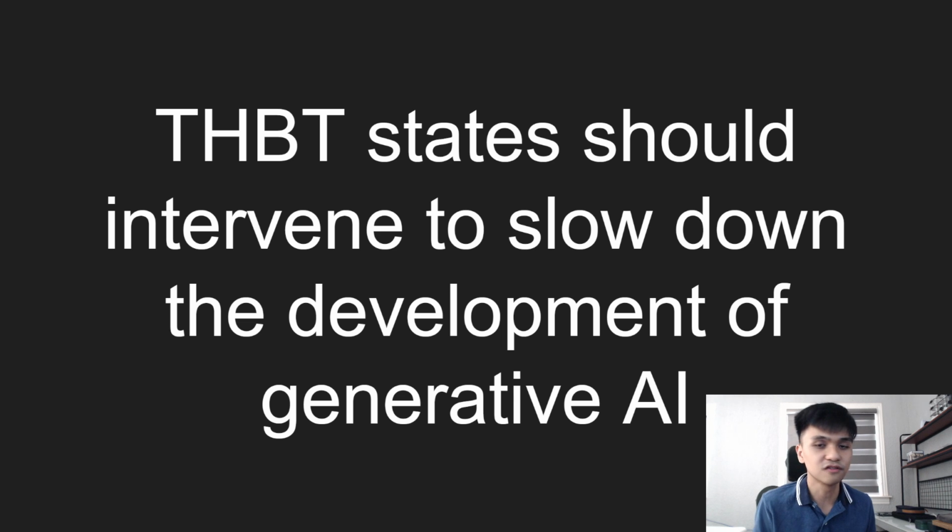Next, last example for this module. Let's say the motion was this House believes that states should intervene to slow down the development of generative AI. Of course, I hope everyone here knows what generative AI is. Generative AI includes ChatGPT or other technologies that employ language learning models, and of course, different degrees to which artificial intelligence is improving or not.